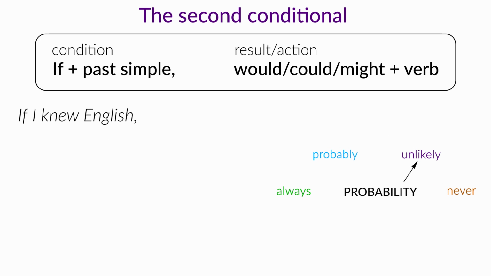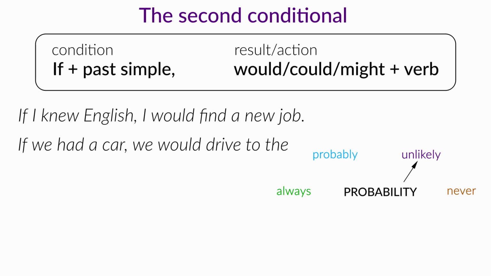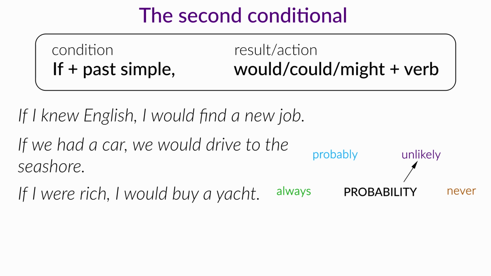If I knew English, I would find a new job. If we had a car, we would drive to the seashore. If I were rich, I would buy a yacht. If I knew her number, I would call her.